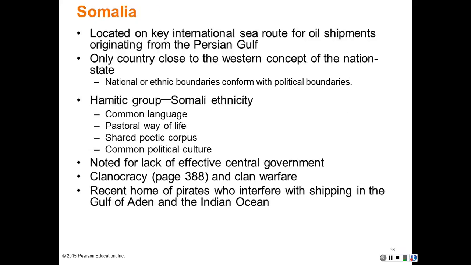Somalia is located on key international sea routes for oil shipments originating from the Persian Gulf on the eastern point of Africa. It's the only country close to the Western concept of a nation state, with national or ethnic boundaries conforming with political boundaries. The Hamitic group, Somalian ethnicity, shares a common language, a pastoral way of life, a shared poetic corpus or literature, and a common political culture.